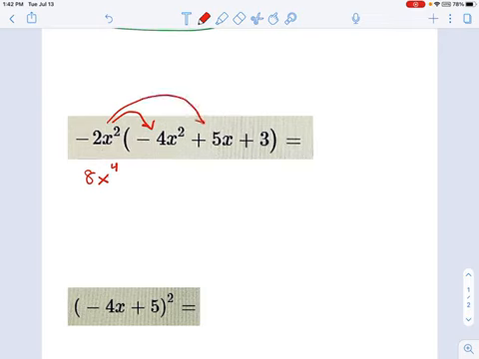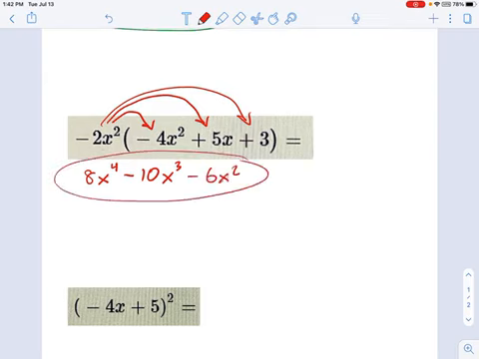Now let's do this next one. Negative 2x squared times positive 5x. Well, negative 2 times 5 is negative 10. And x squared times x is x cubed. You add up the exponents. And last one here, negative 2x squared times positive 3 simply makes negative 6x squared. Okay, and we're done with that one.